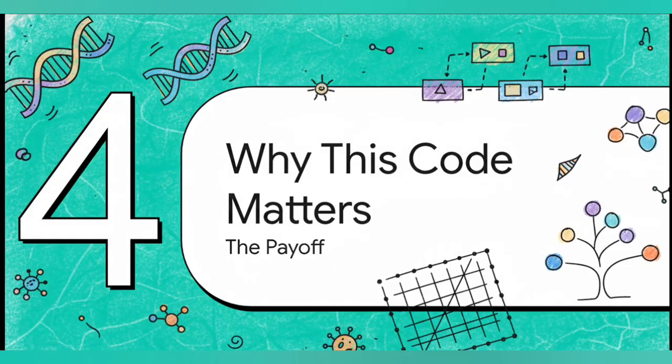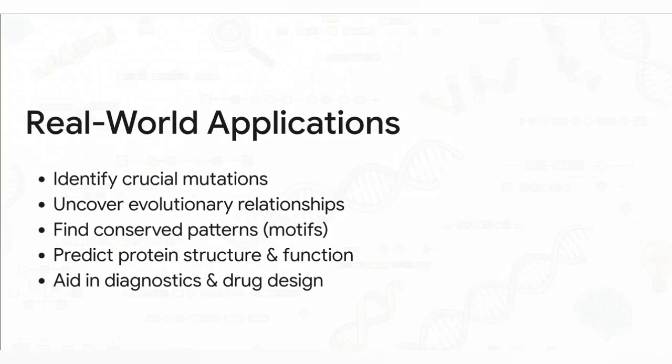So, we have these incredibly powerful tools to compare sequences. But let's circle back to the big question. Why does any of this matter? What is the real-world payoff of being able to read this code? And this is the payoff. By aligning sequences, we can pinpoint the exact mutations that cause diseases. We can build evolutionary trees that show how all life is related.